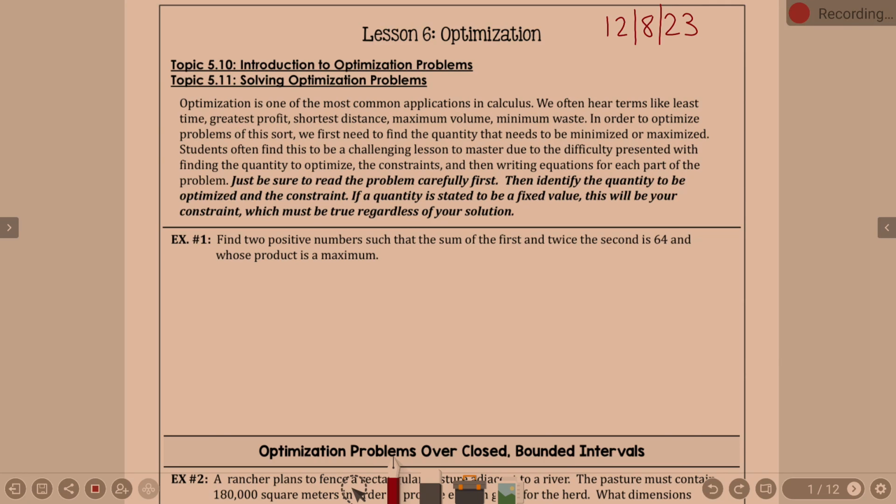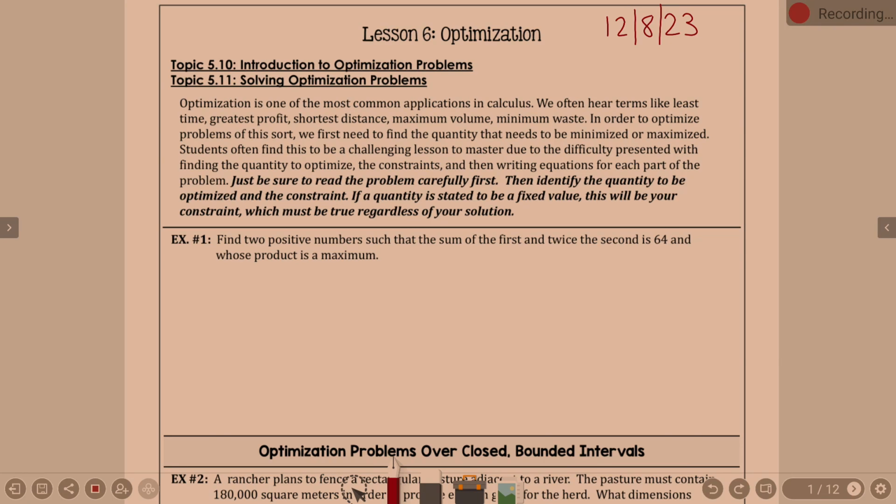Okay, optimization. This is technically our final lesson of derivatives here. But notice it says it's one of the most common applications in calculus. We often hear terms like the least time to get something done, or the greatest profit, the shortest distance, the maximum volume, the minimum waste. In order to optimize problems of this sort, we first need to find the quantity that needs to be minimized or maximized. All of those are asking about a min or a max. And min and max is tied to derivatives, okay?